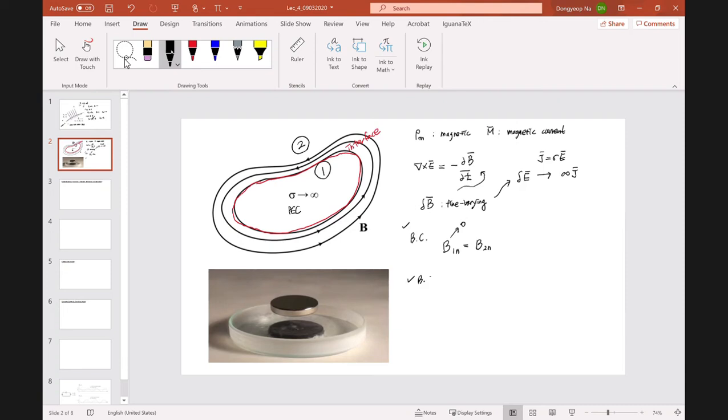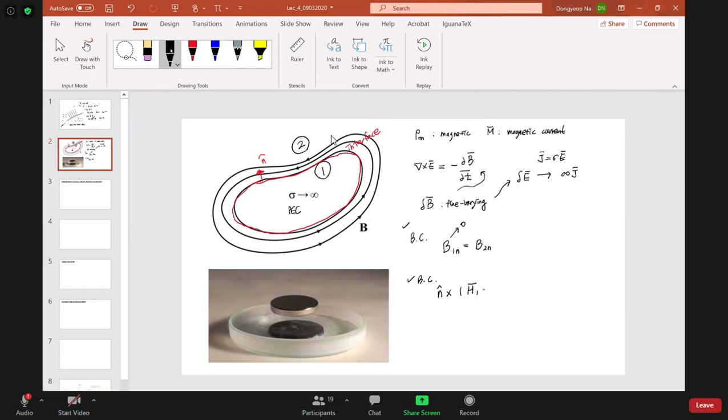Another boundary condition for the magnetic field was that, and actually n is the normal vector to this interface. So it's the tangential component.